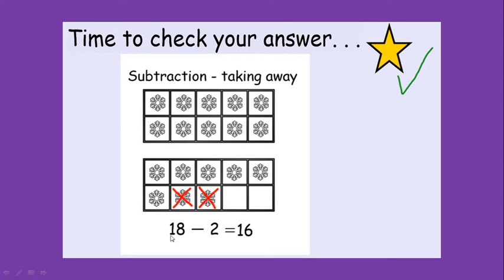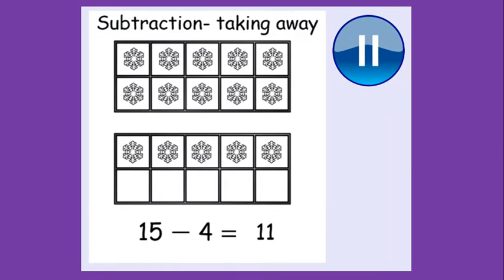Okay, so I have demonstrated 18 take away 2. There's all my 18 and I've taken away 2 snowflakes by crossing them out. I've removed them, I've subtracted them, because it's telling me to take away 2. And now that leaves me with my 16. Can you see? I've got 10 here, then I've got 5 across the top, which is 15, and then I've got 1 more, which is 16. So there I've demonstrated that number sentence.